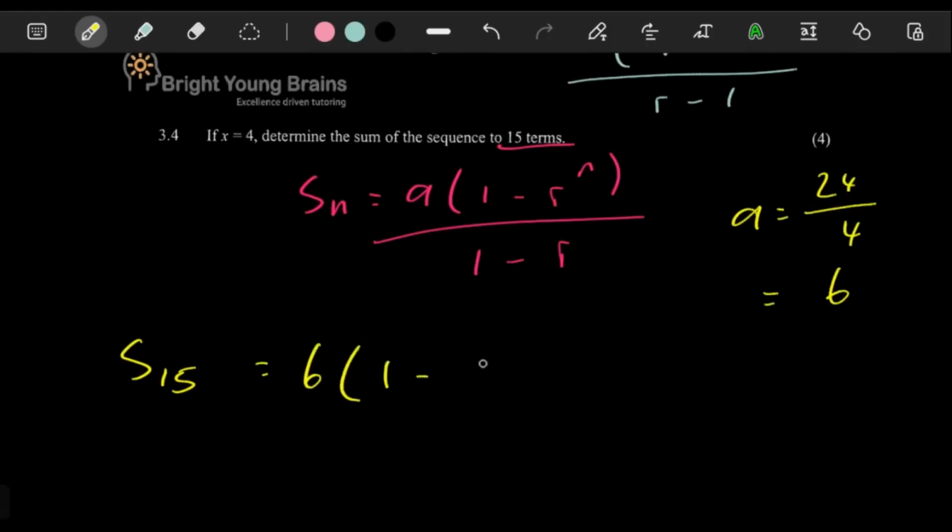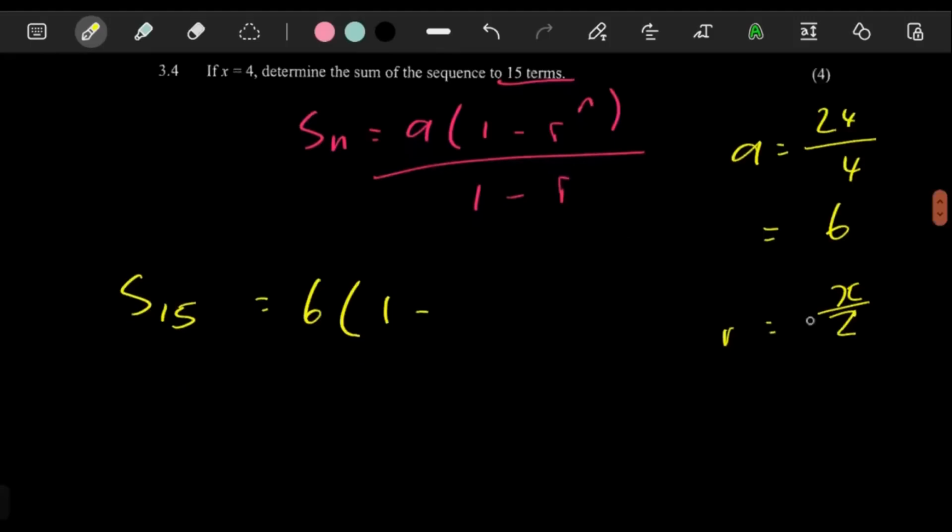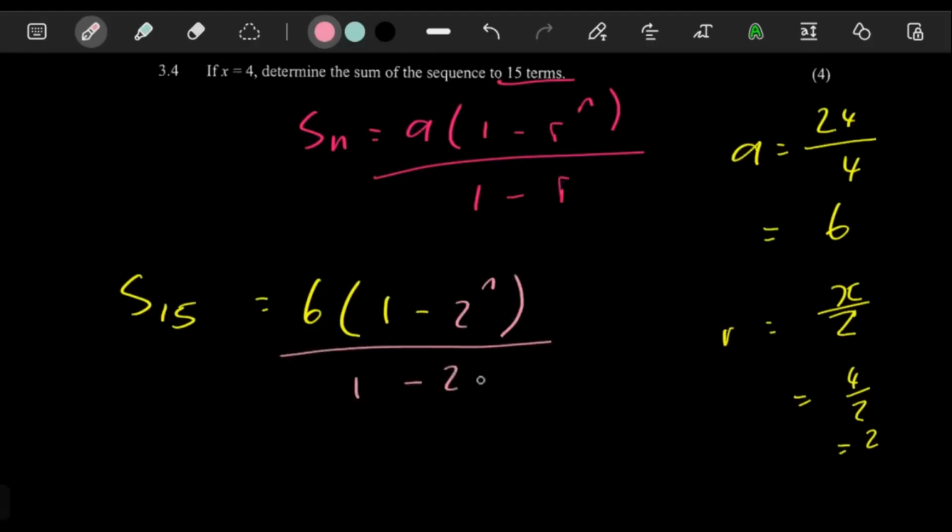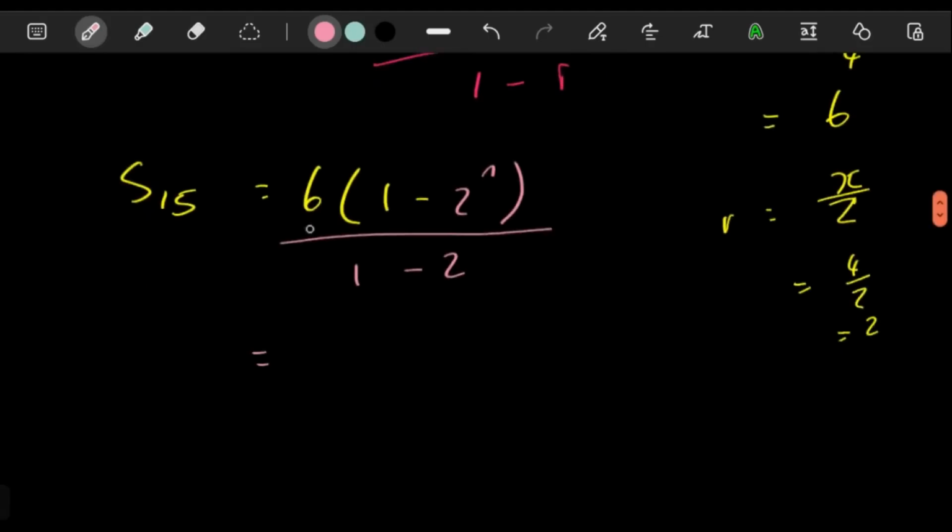And then r is x over 2. Since r is x over 2, this is going to be 4 over 2, which is 2. So this is 2 to the power of n, and r here we got to be 2, so this is a 2. And n is 15, so this is a 15. If you put everything into the calculator, let's see what it gives us.